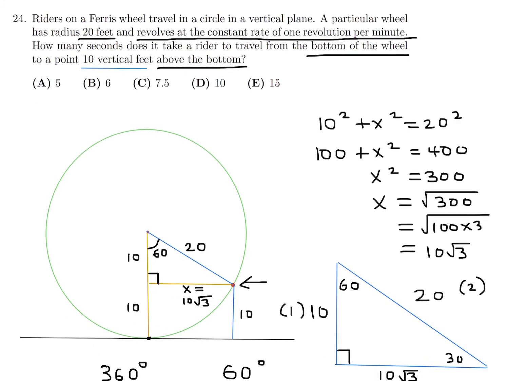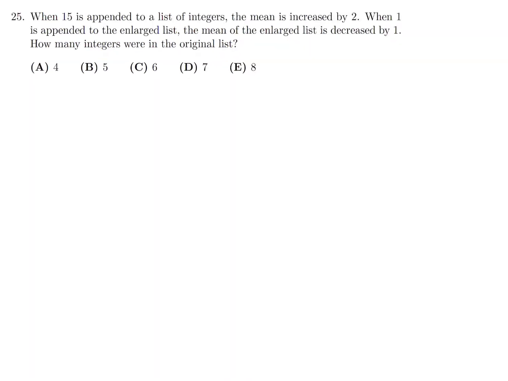So the answer to number 24 is D. When 15 is appended to a list of integers, the mean is increased by 2. When 1 is appended to the enlarged list, the mean of the enlarged list is decreased by 1. How many integers were in the original list?